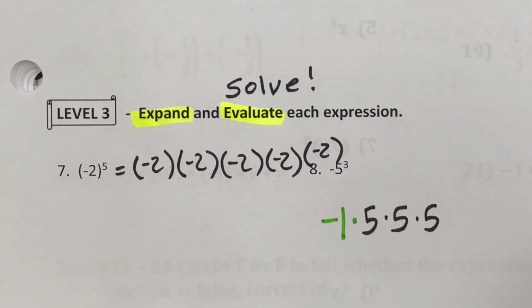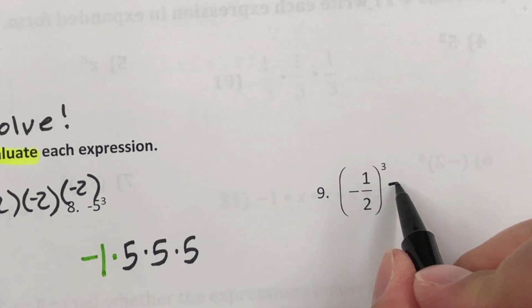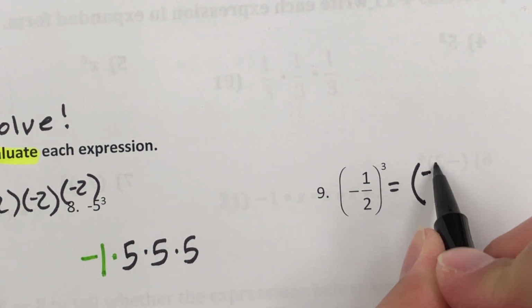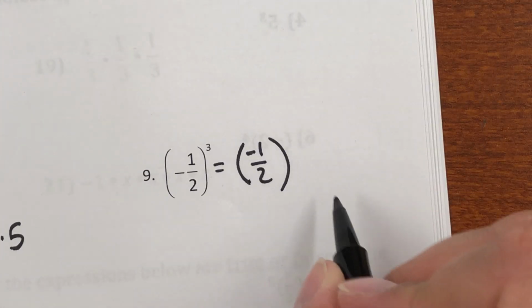Okay. For the next one, the negative is in the parentheses with the fraction. So that negative is part of the base. So this is going to be -1/2 used as a factor 3 times.